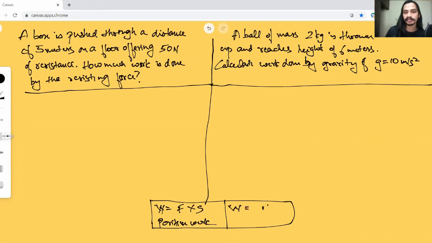Basically saying work equals force into displacement. Same. But the only difference over here being, since it is negative work, we need to use a negative symbol. So in the answer you just multiply it by minus. That is all. You're going to be taking negative F into S. That will give you your negative work. As simple as that.